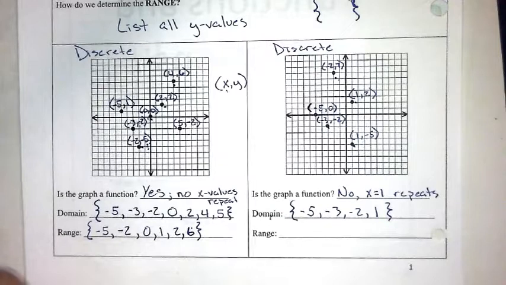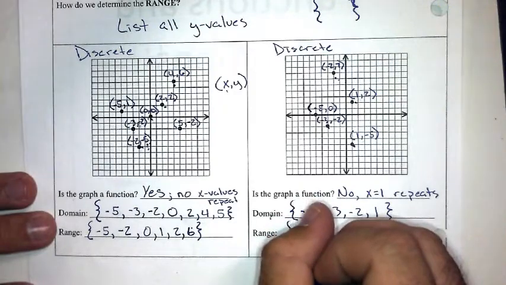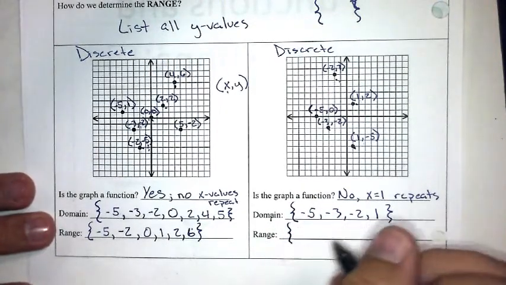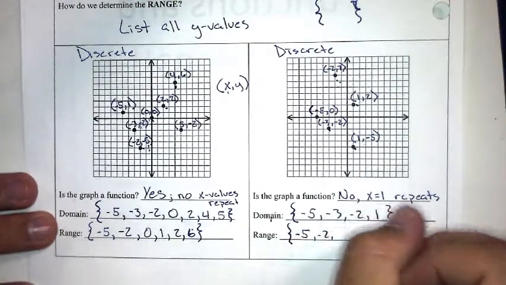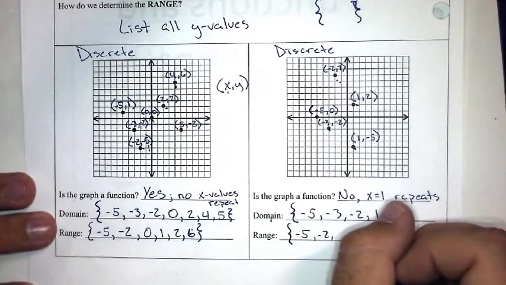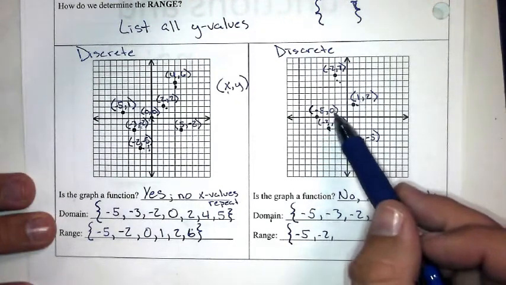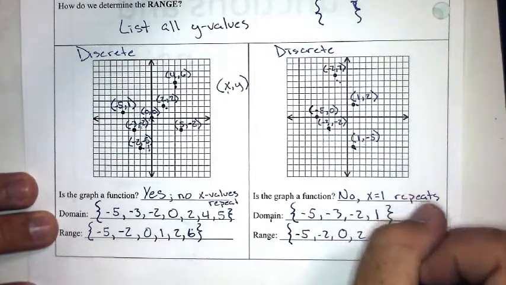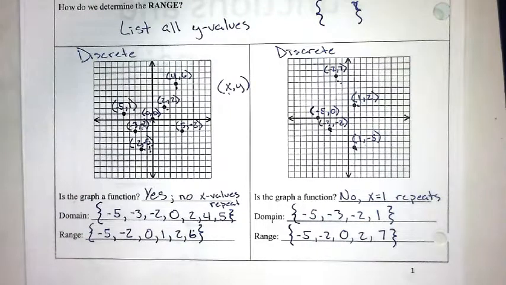Let's go. Jose. Tell me all our y values. Yep. Yep. There you go. There it is. Woo! Great job. Okay. Anyone have any questions on discrete graphs?